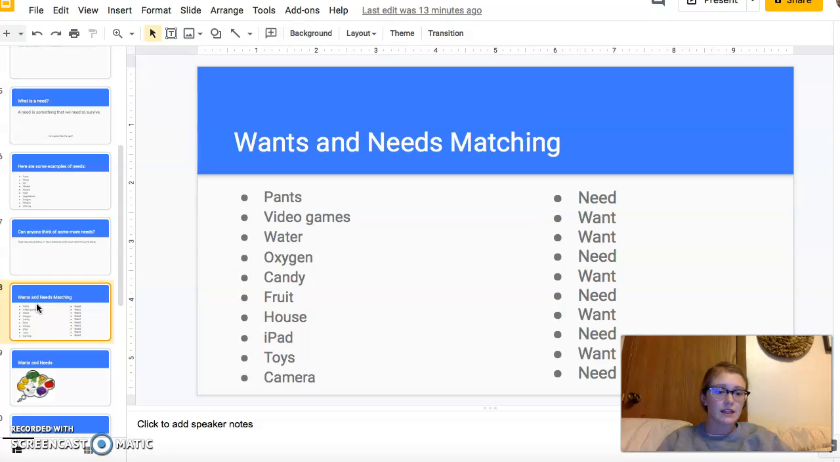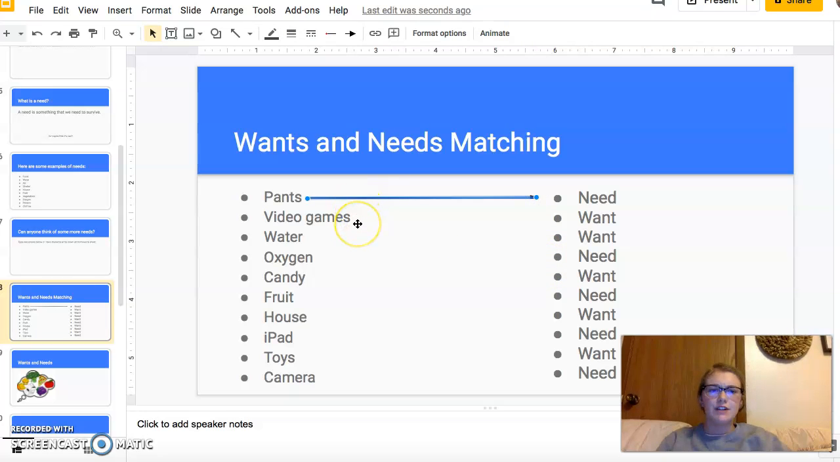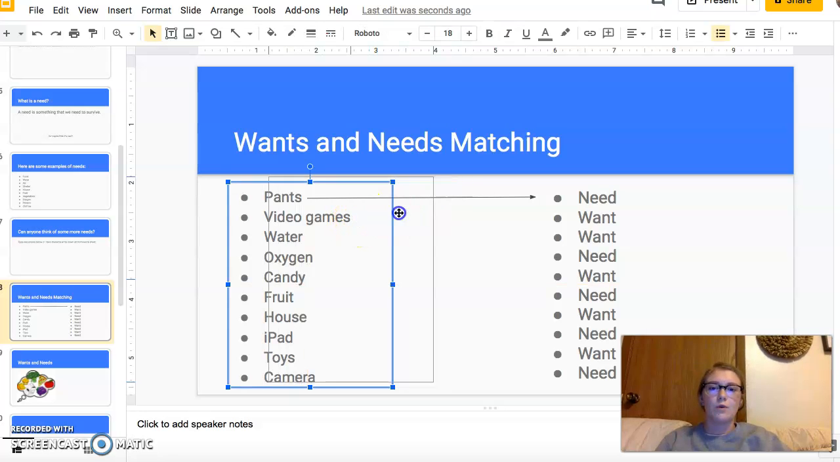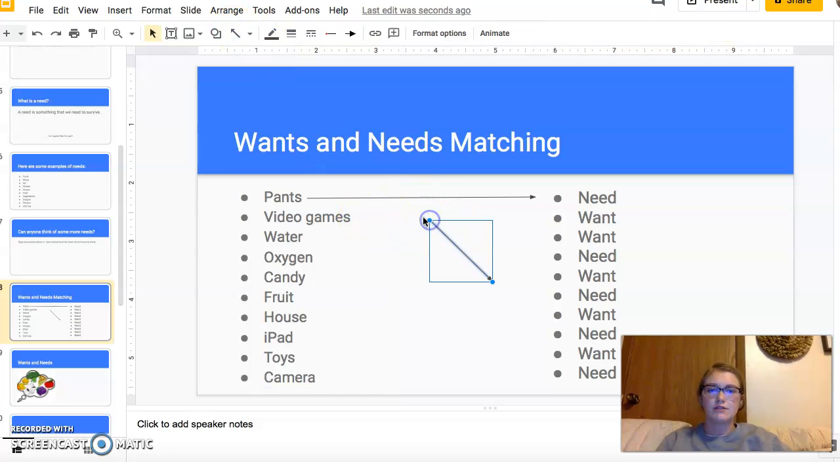So you can go ahead and think in your head, or you can write down on the sheet of paper in the 5th section beforehand if you would like, or you can do it together with me while I'm speaking. All right, so first we have pants. Pants are going to be a need because we need pants or we will be cold. Video games are going to be a want. We do not need video games to survive.